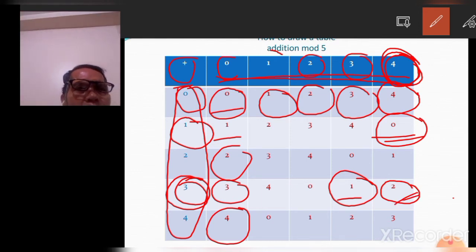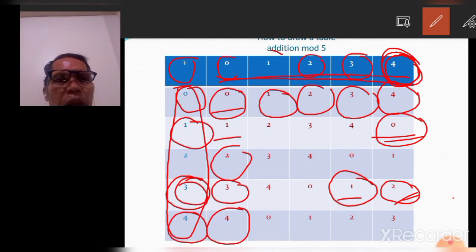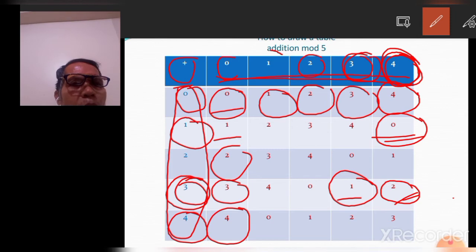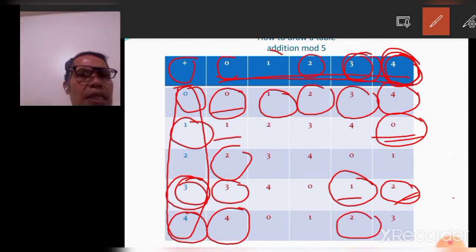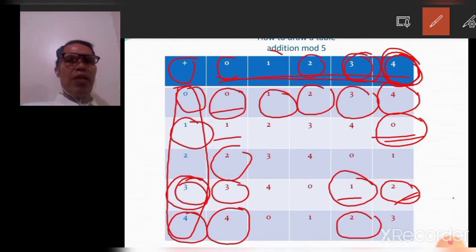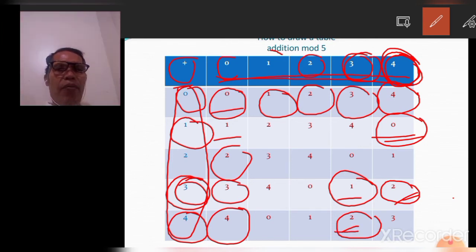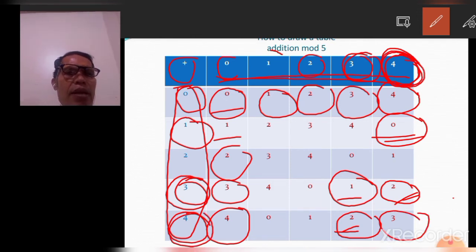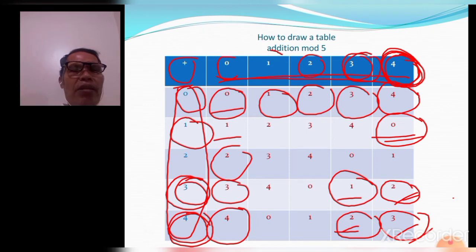Okay, last two explanations we have. 4 blue plus 3 white is equal to 2 red. Why? 4 plus 3 is equal to 7. 7 divided by 5 is 1. 1 times 5 is 5. 7 minus 5 is 2. Okay, last. If you add 4 blue plus 4 white equals 3 red. Why? Because 4 plus 4 is 8. 8 divided by 5 is 1. 1 times 5 is 5. 8 minus 5 is 3. So that is how we tabulate a table for addition modulo 5.